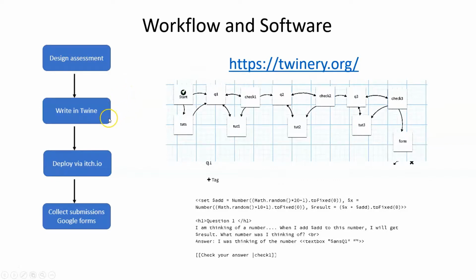Then the next step is to write the assessment, and for that I use a program called Twine. This is freeware, free and open source. One can download it from twinery.org. It's available for Mac and PC. It has a visual graphic interface. We can start with a block, and there are different so-called passages. And for this three-question assessment that I just showed, the passage sections would look like that.